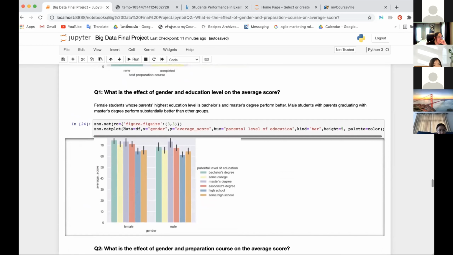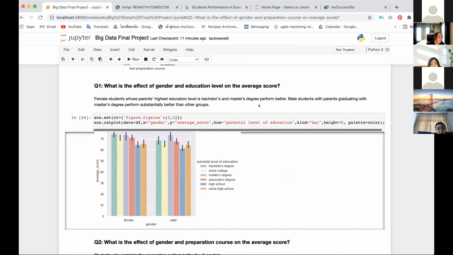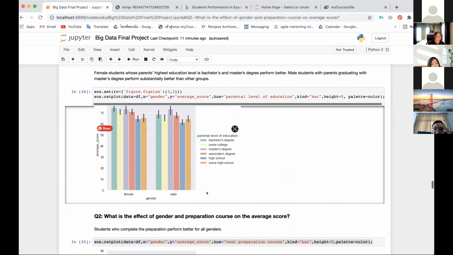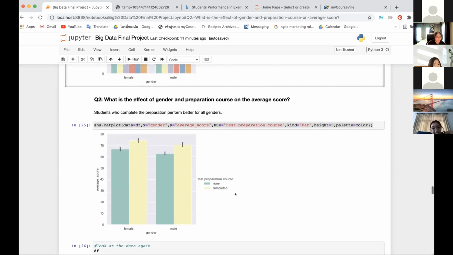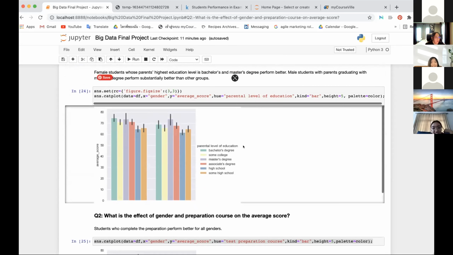And I found that female students whose parents' highest education level is bachelor or master degree perform better than others. I could have told you that female students are always better than male students. For males, parents with a master degree perform substantially better than other groups, but it's not true for bachelor degrees. Gotcha. And it doesn't mean that boys are dumber, it just means that we tend to be distracted easily. That's my defense.